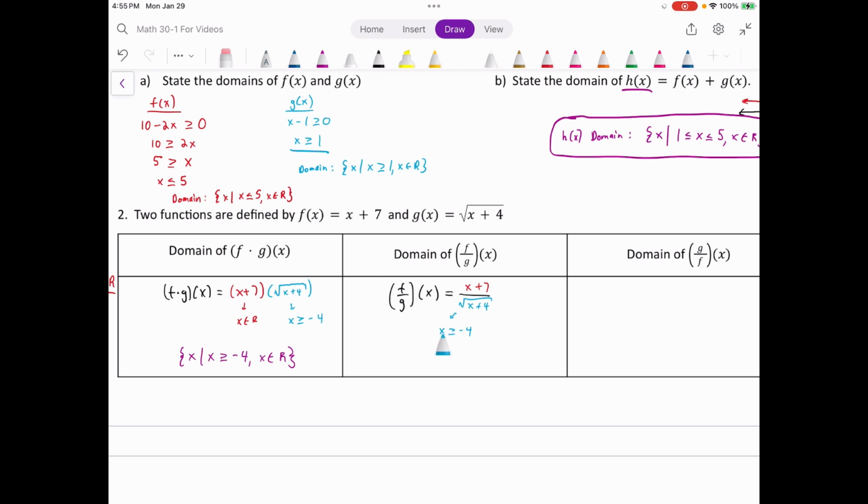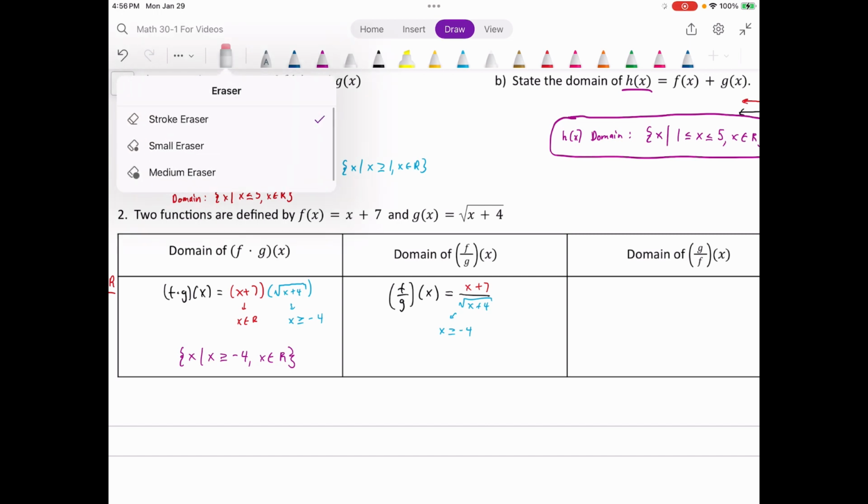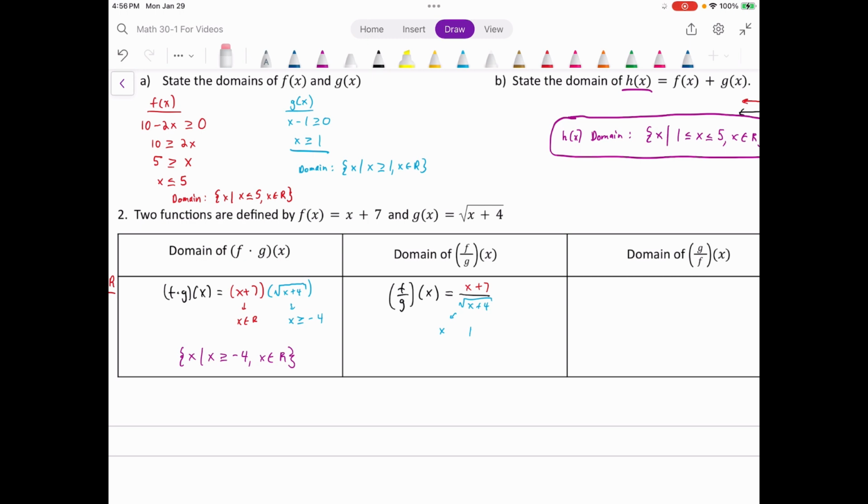We were saying x must be greater than or equal to negative 4 because it's okay to take the square root of 0. That's just 0. What's not okay is dividing by the square root of 0, because that would be dividing by 0. So that's going to limit this domain slightly more. It's not x could be greater than or equal to negative 4. It's actually just x must be greater than negative 4. Not greater than or equal to, just greater than.